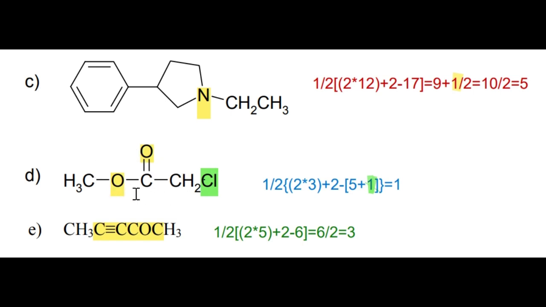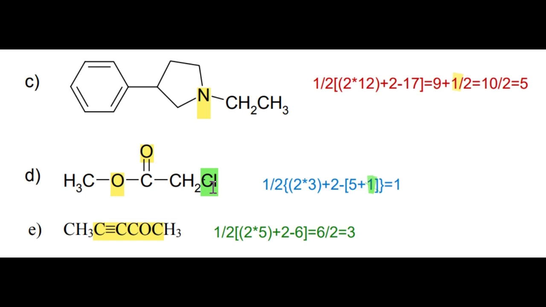1, 2, 3, 4, 5, because we know benzene has C6H6, carbons and hydrogens, so here a bond is formed, so it will be C6H5, so there will be 17 hydrogens. When we solve this, we get 9, and this plus 1 is because of nitrogen. When one nitrogen is present, we add plus 1 in this formula. So 1 nitrogen is present over here, so we add plus 1, and we get 10 by 2 equals 5. So how is 5 here?